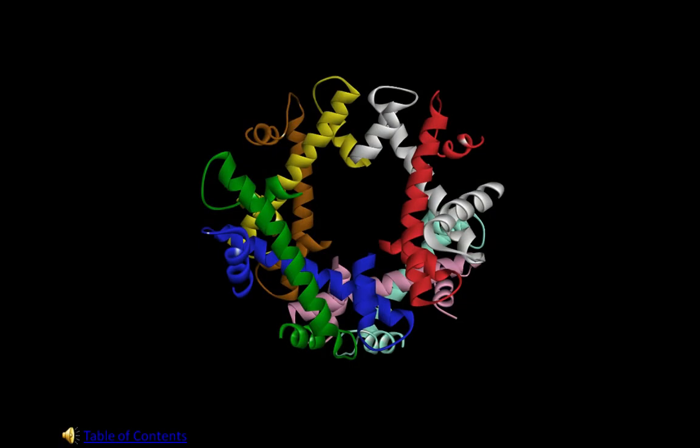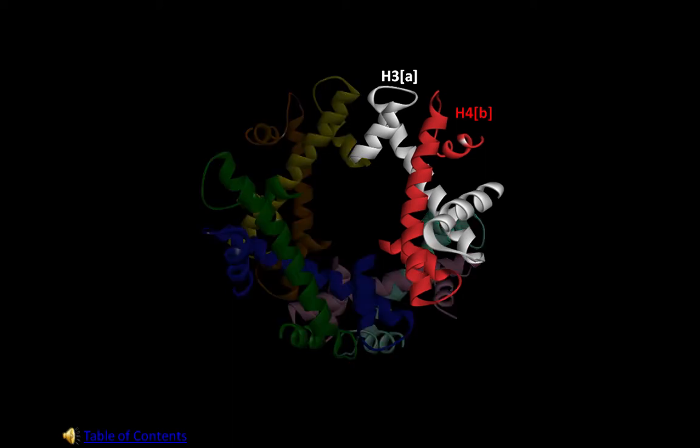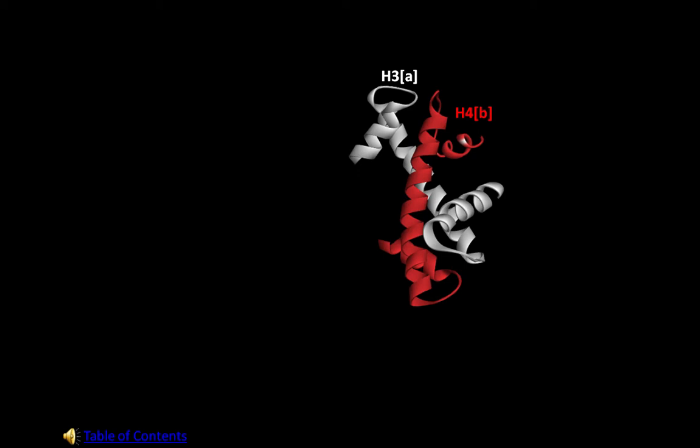The next level of organization we shall look at is the dimer. Obviously, in an octamer, there will be 4 of these, but we need only look at 1, because the principles are the same in the other 3. For our 1-dimer, let's look at H3A and H4B. We can begin, as we did with the monomer, by isolating them. Now let's move the dimer to the center of the screen.